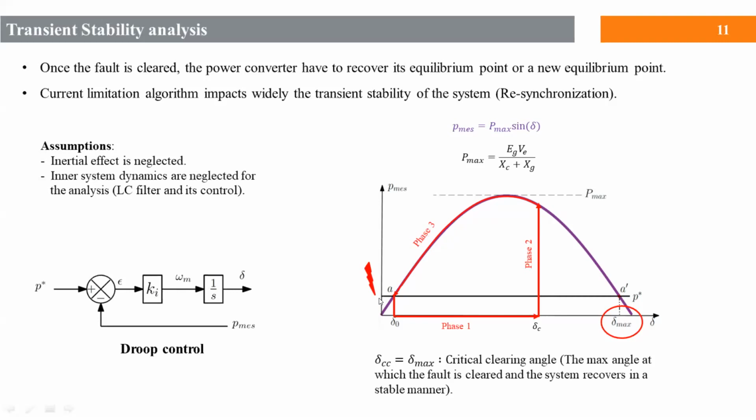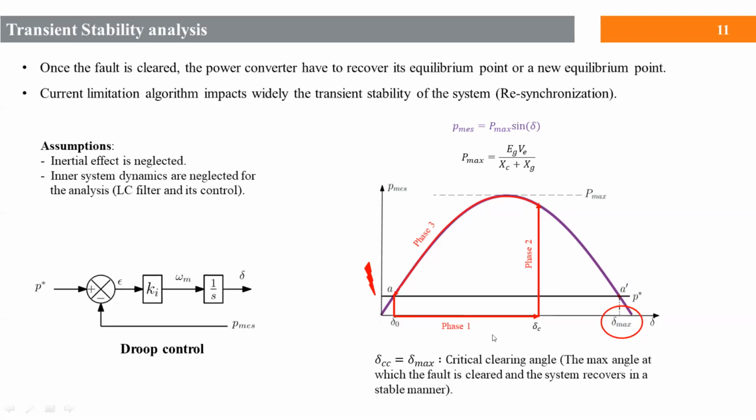When the fault occurs, the active power drops to 0, resulting in a positive frequency deviation and thus a positive angle deviation. And once the fault is clear, the active power moves to a new operating point where P measurement is higher than P star. Therefore, the frequency omega m will be lower than omega g, which results in a negative deviation of the angle toward its equilibrium point.